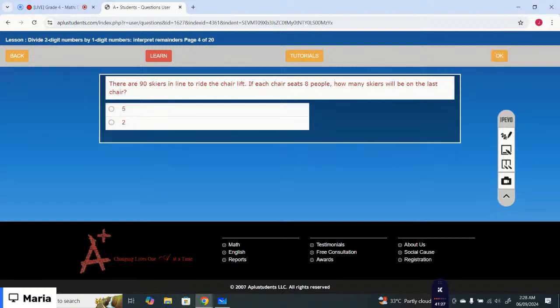Okay, the next one is: there are 90 skiers in line to ride the chairlift. If each chair seats 8 people, how many skiers will be on the last chair? Which is the correct option?